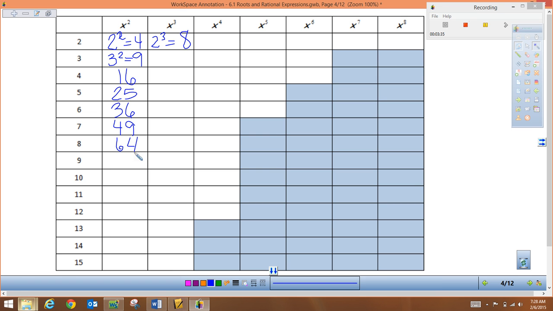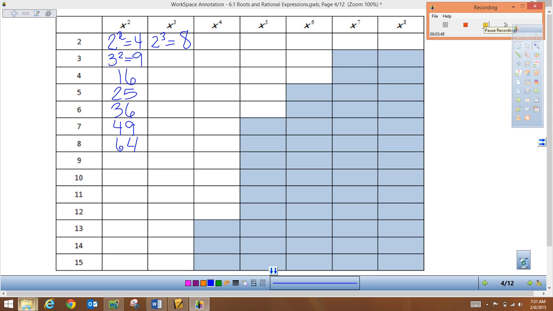Okay, finish filling out this table. Why don't you take a few minutes, pause the video, and finish filling out this table. It will be very important for you to have these numbers for your worksheet today. You may use your calculator to do so.